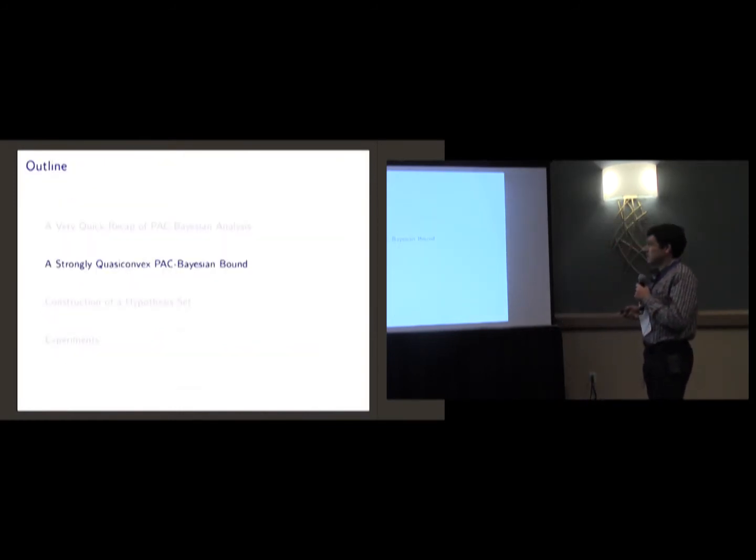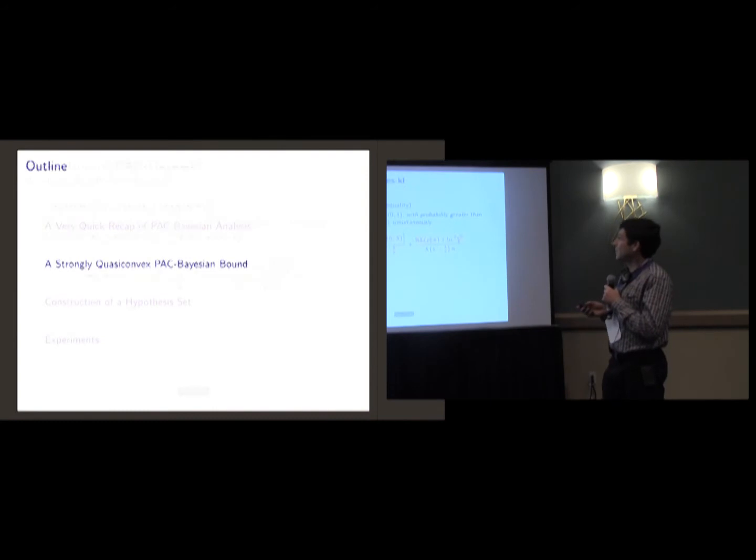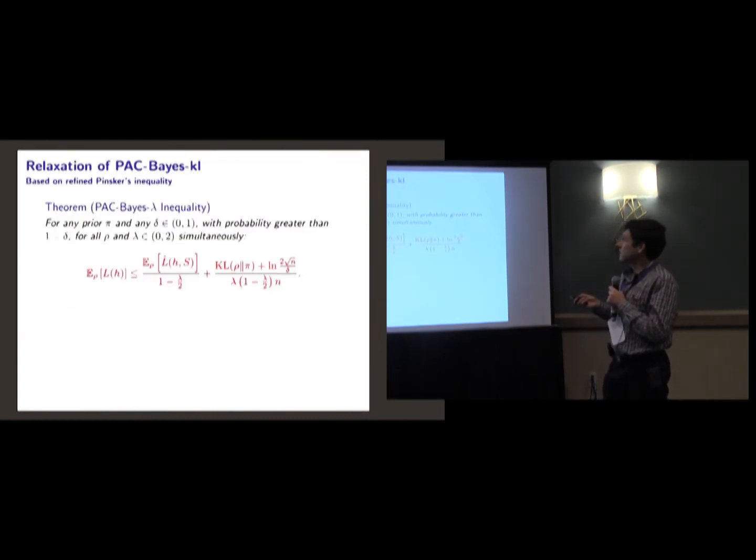So I will show now something different. We propose a relaxation of the PAC-Bayes KL bound, which is based on a refined Pinsker's inequality. It says that for any prior distribution and any delta in (0, 1), with probability greater than 1 minus delta, for all posterior distributions rho and all parameters lambda in (0, 2) simultaneously, we have this bound. Okay? And it holds for all parameters lambda simultaneously.